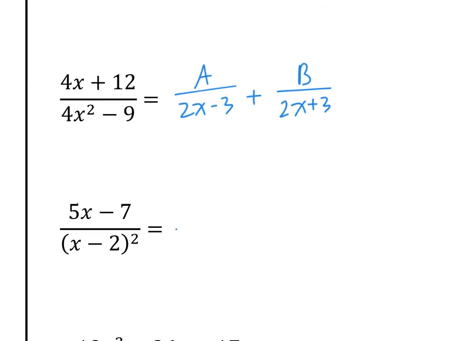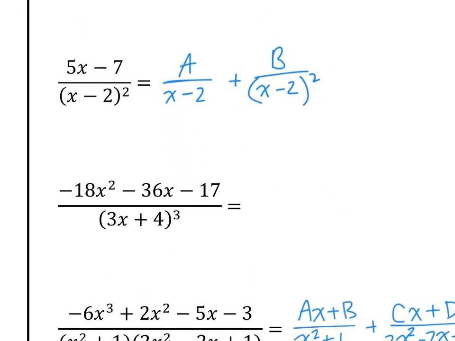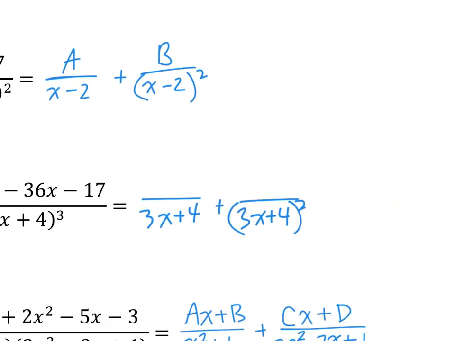The next one is a repeated factor. So we start at the lowest degree, x minus 2, and it goes up until we get to the highest degree, which is x minus 2 squared. That is a and b. The third one is a repeated factor 3 times. A, B, C.